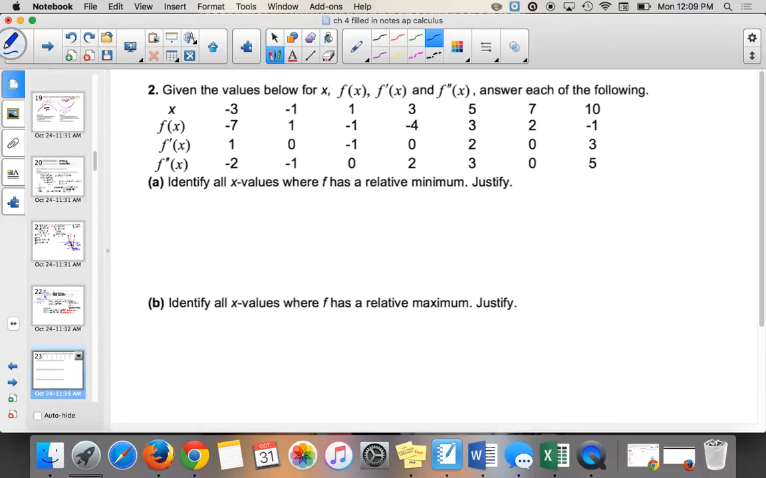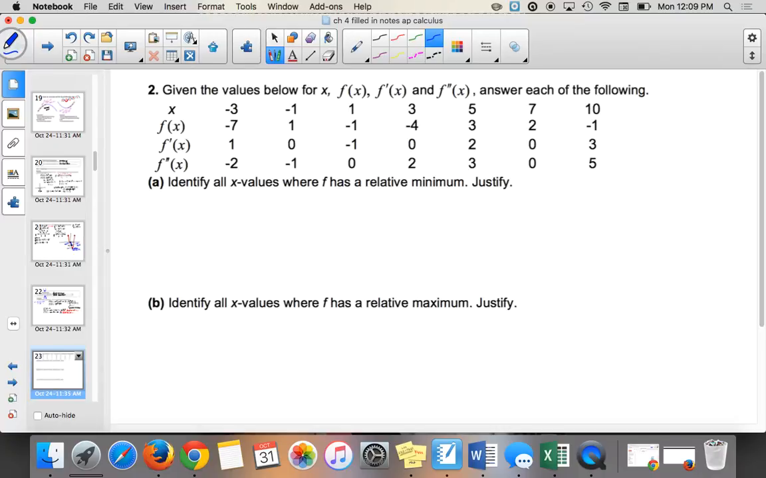So let's look at the chart. So this is where you would use that second derivative test. I don't know what happened to all my grid lines. I had the grid lines on my notes, but whatever. We'll go with it. So given the values below for x, f of x, f prime of x, and f double prime of x, answer each of the following.